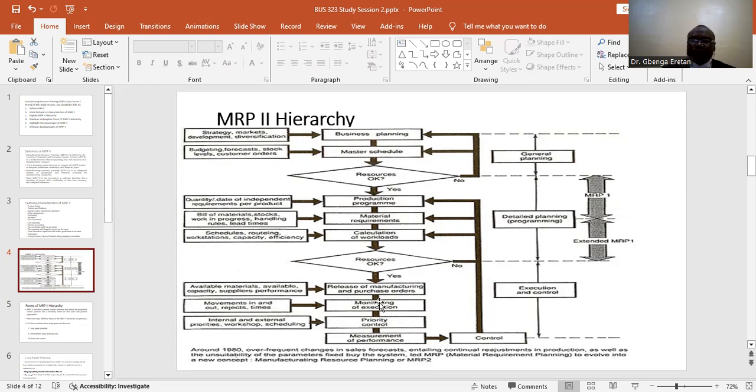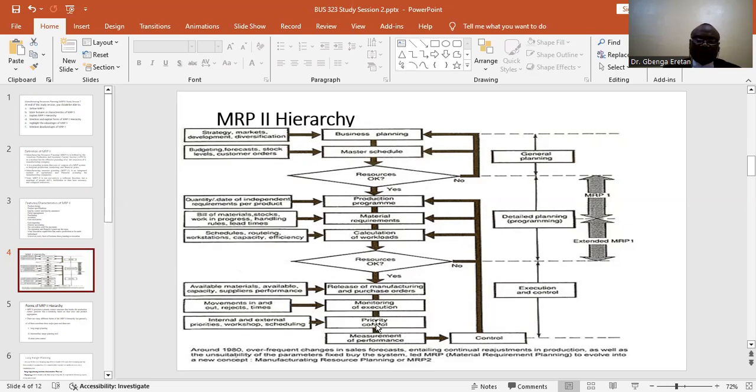We now move on to execution and control. In that case, we look at available materials, available capacity, and the suppliers, and this will give us the release of materials and the purchase order that will be needed in order to achieve that particular product. And thereafter, you consider the monitoring of execution.